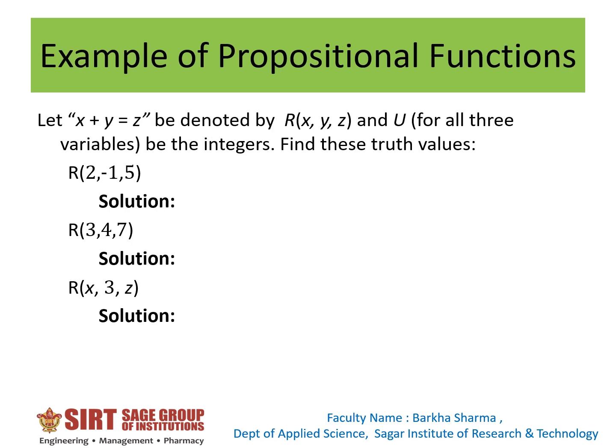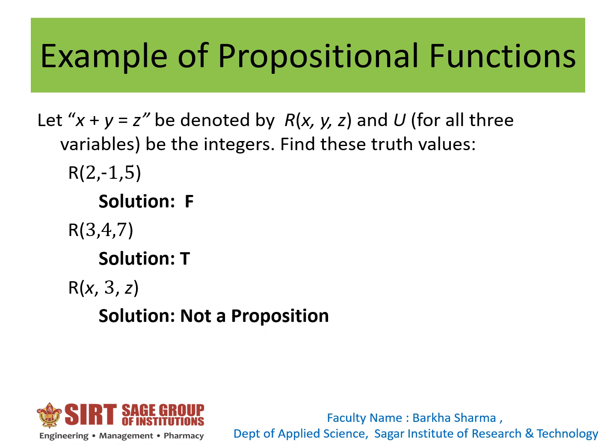Now an example of a propositional function. Let x plus y is equal to z be denoted by R(x, y, z) and U is the universe for all three variables, the integers. Find the truth values. R(2, -1, 5), R(3, 4, 7), and R(x, 3, z). Here x plus y is equal to z.